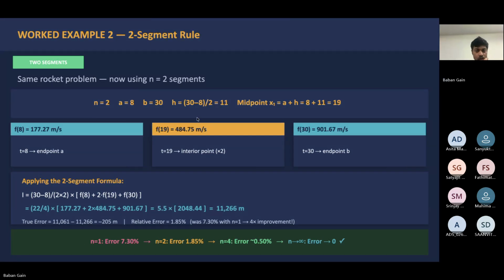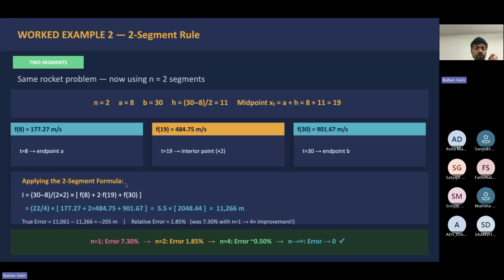So (30 minus 8) divided by 2 into n. Here n is 2 into f of 8, which is the starting point, and f of 30, which is the ending point, plus whatever there is in the middle, and that is multiplied by 2. So f of 19 into 2.